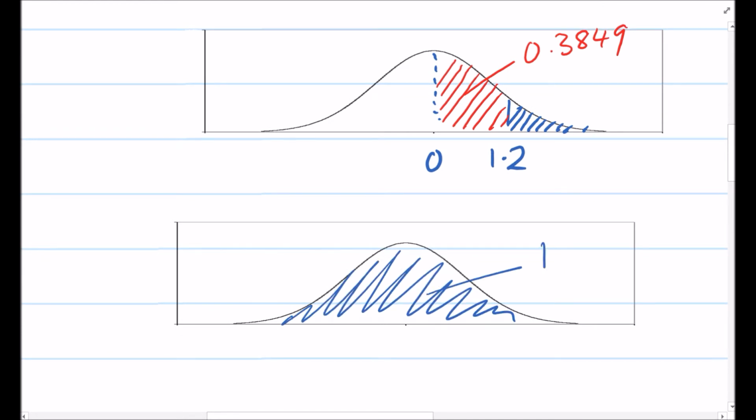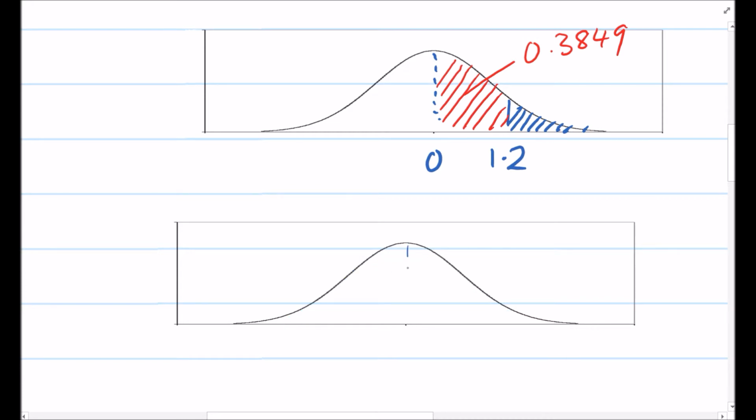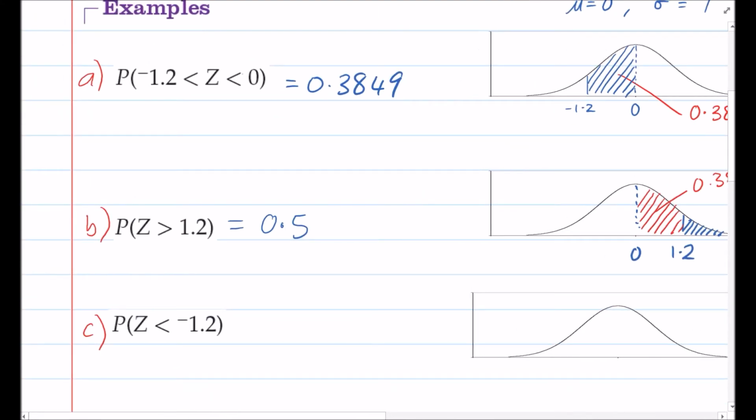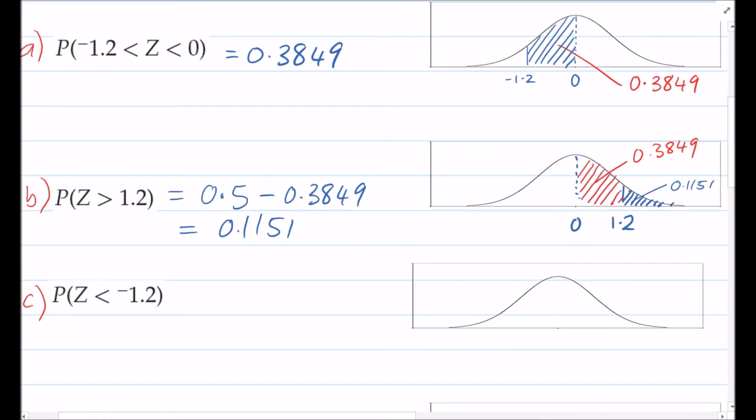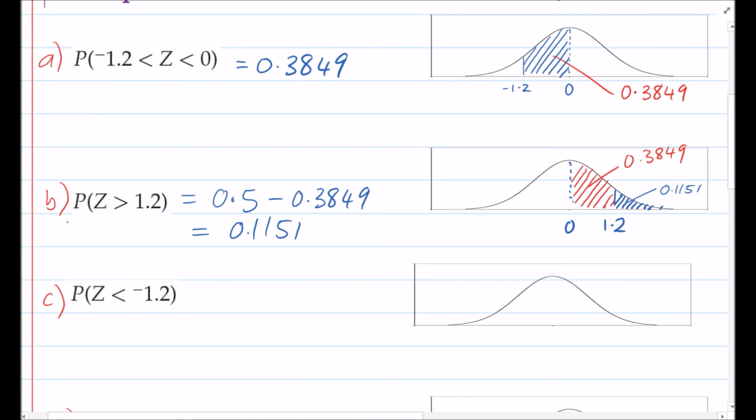So just reiterating that, the area under the whole curve is 1, and the area to one half of the curve is 0.5. And so if we subtract the area between the mean and the value that we're looking at from 0.5, then that leaves us with what's left above that value, so 0.1151.